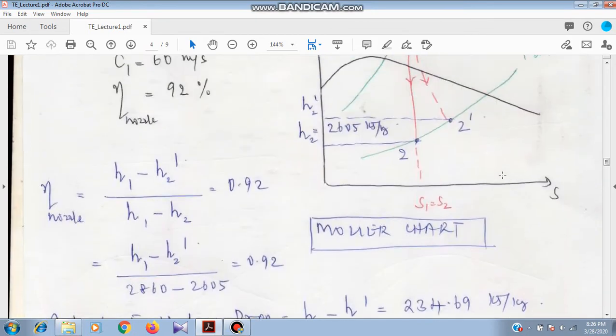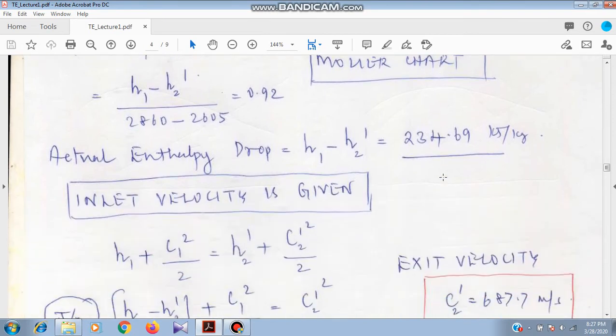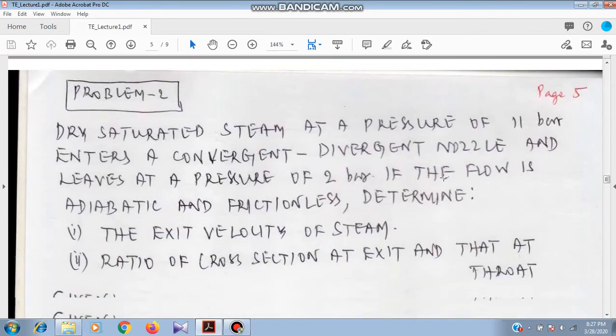So I considered 1 to 2 dash because the nozzle efficiency is given in the problem. If the nozzle efficiency is not given, you can take it as isentropic 1 to 2. There is no need to consider the point 2 dash. So it is a straightaway problem. Just try to do this by using your Mollier chart.